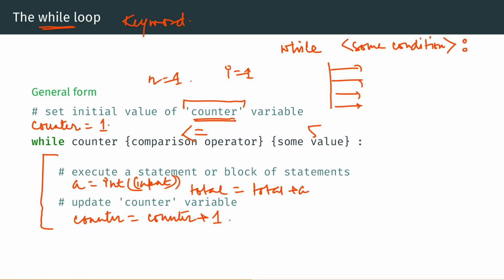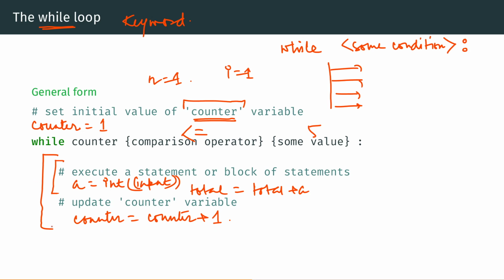So initially counter was 1, right? You check the while loop right here. It says, is counter less than or equal to 5? Yes, it is. Then you do this, right? You execute the following set of statements, which is a equals input and total equals total plus a. And then you increment the counter. So the counter now is 2.